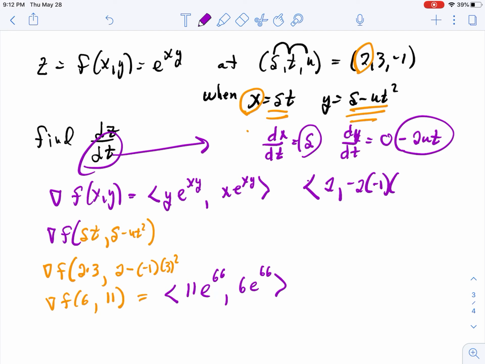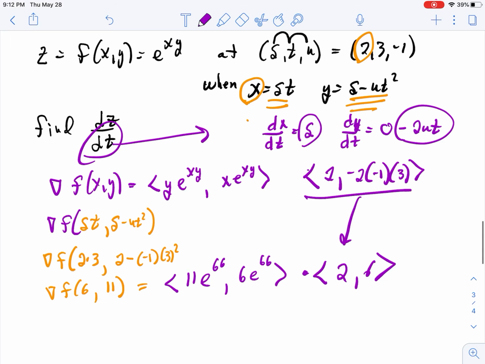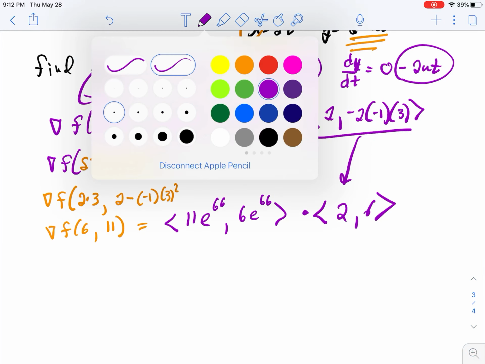And this would be a negative 2. My u is negative 1, and my t is 3. So what does that give me? So come down here, dot it. I have 2 comma, looks like 6.